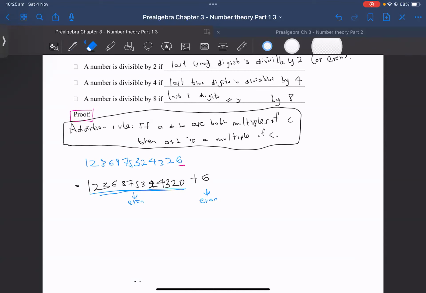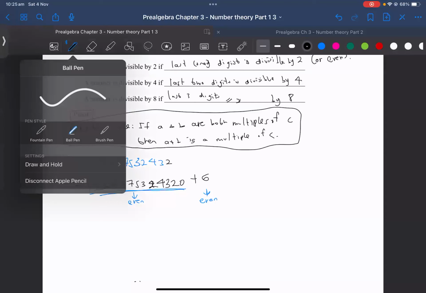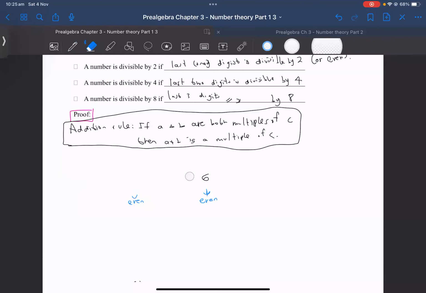Actually, let's do 4. Do 2, so 3, 2, 6. That's too small a number. Let's check the proof. Let's prove the divisibility rule for 4. So actually, I'm going to assume 2 things. One thing, the addition rule. 2 things. We know the divisibility rule for 2.